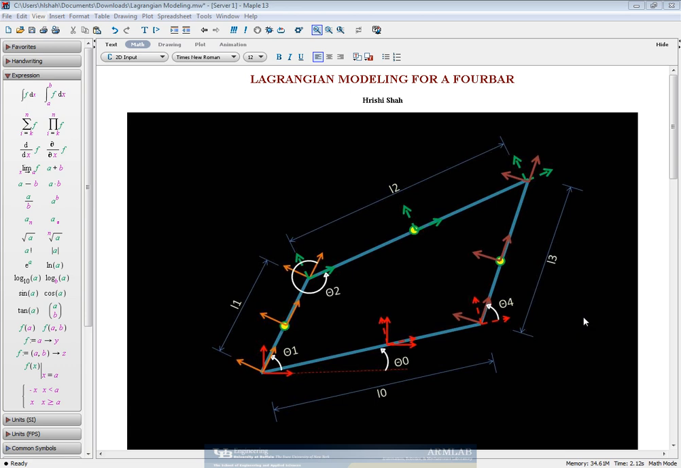To start with, we'll define our problem. We have a standard four-bar mechanism with an inclined first link and relative angles theta1, theta2 and theta4. We omit theta3 because it is not going to be required in our calculations.